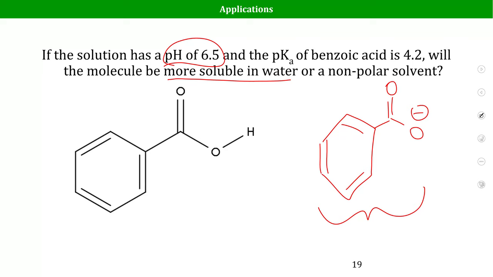I think me and Jerry did the same thing. We flipped the HA over A minus is what we said instead of A minus over HA. Yes. So what's the first rule of equilibrium? Products over reactants, right? Deprotonated form is the product.